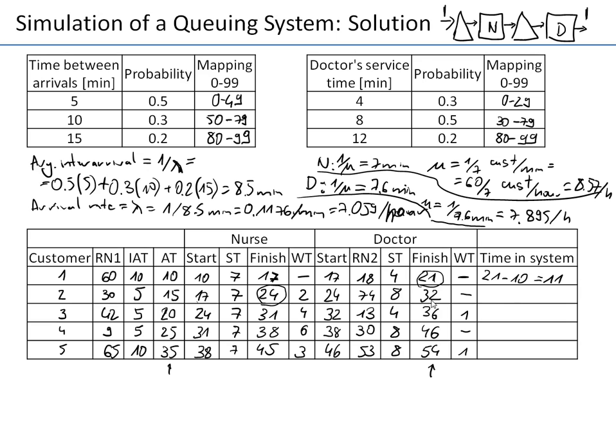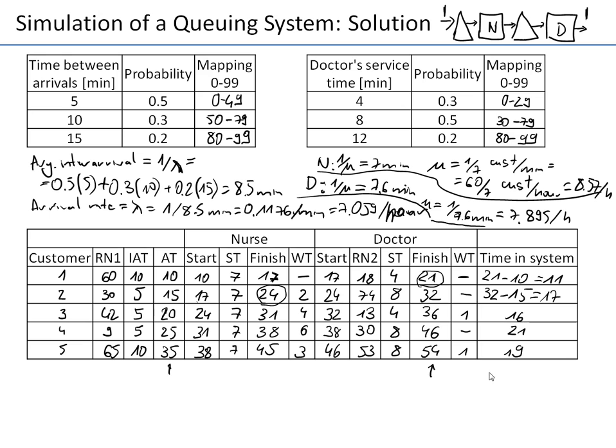The next patient, 32 minus arrival time was 15, right? So this time is 17, right? And so on. We can compute the remaining times: 16, 21, and 19. So you see those patients, their time in the system varies.